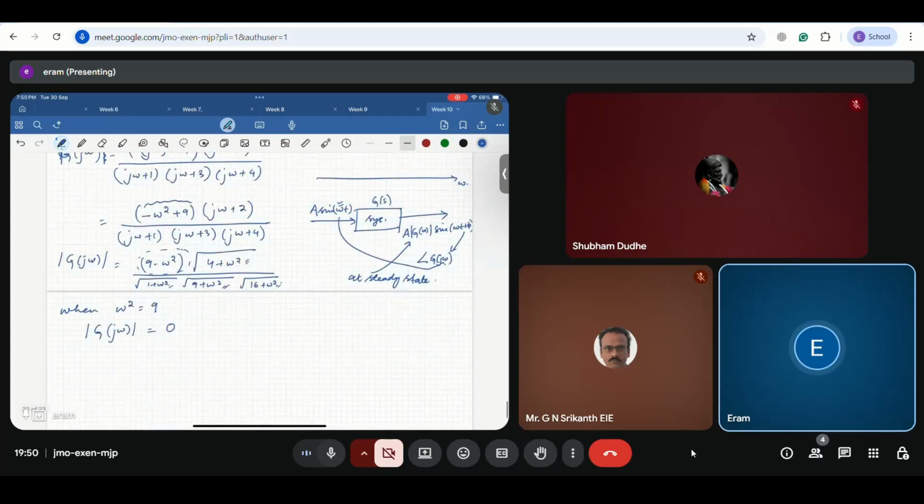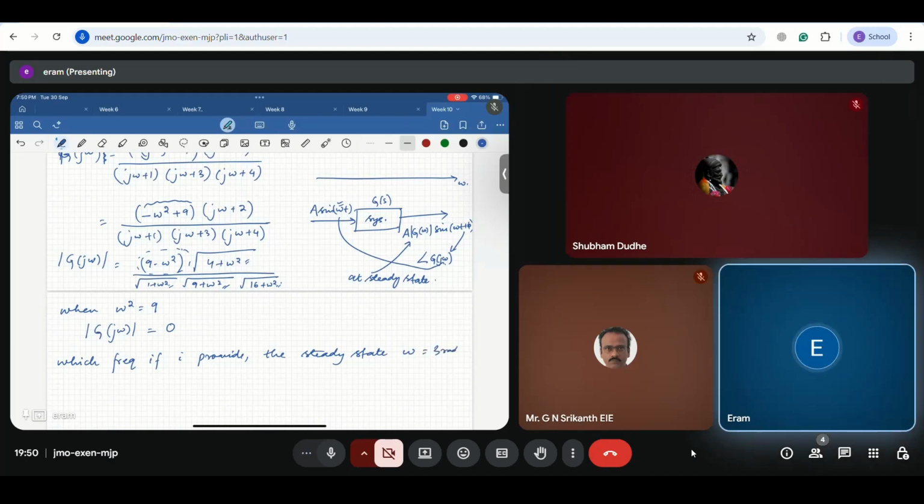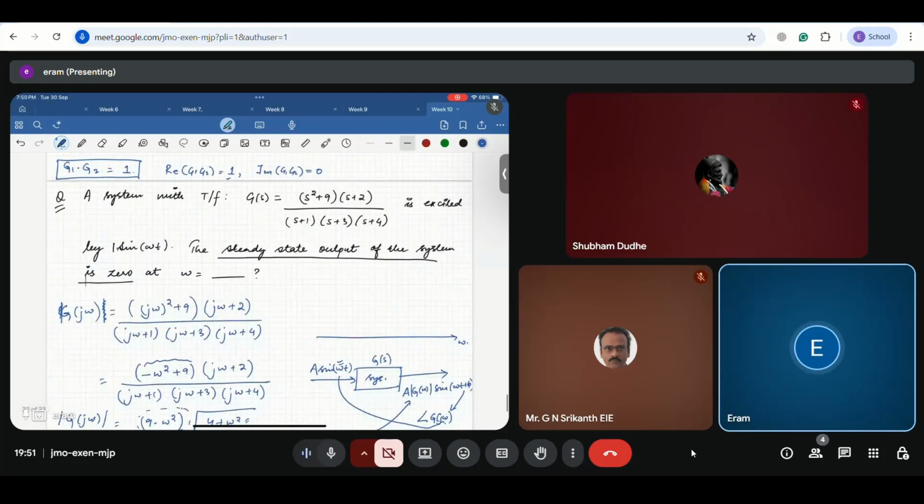Okay, so which frequency, if I provide the steady state at 3 radian per second, at omega equals 3 radian per second. So if I provide input sine of 3t, then your steady state output will be 0. Okay, so this is what is asked in this question.